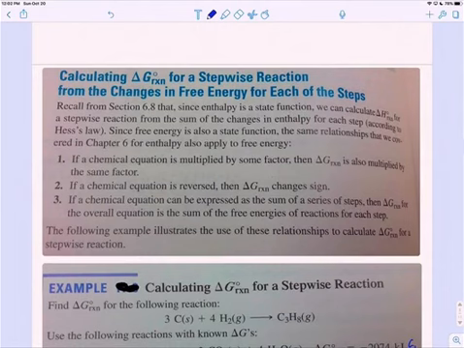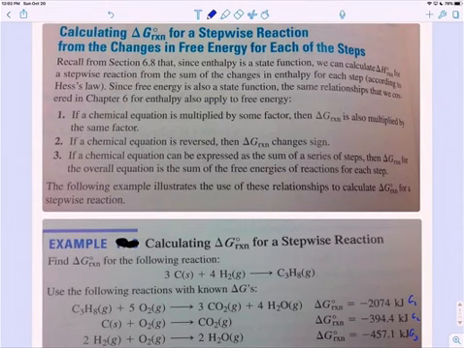Okay, so let's talk more about some of the delta G's here. This is the same thing with enthalpy. Enthalpy is a state function, and these all work the same way. So if a chemical equation is multiplied by some factor, then delta G of the reaction is also multiplied by the same factor. If it's reversed, delta G changes sign. If a chemical reaction can be expressed as a sum of a series of steps, then the delta G for the overall reaction is the sum of the energies for each step. And this is known as Hess's law. So this is good old Hess's law.